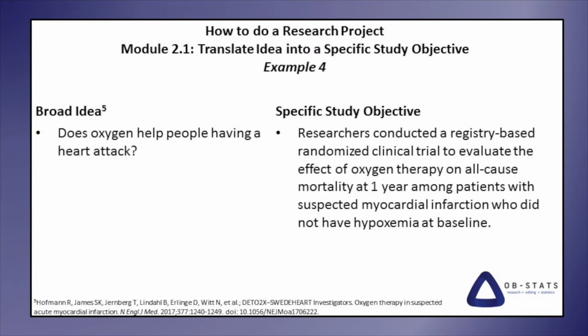In the fourth example, we will examine the broad question, does oxygen help people having a heart attack? Specifically, the researchers conducted a registry-based randomized clinical trial to evaluate the effect of oxygen therapy on all-cause mortality at 1 year among patients with suspected myocardial infarction who did not have hypoxemia at baseline.